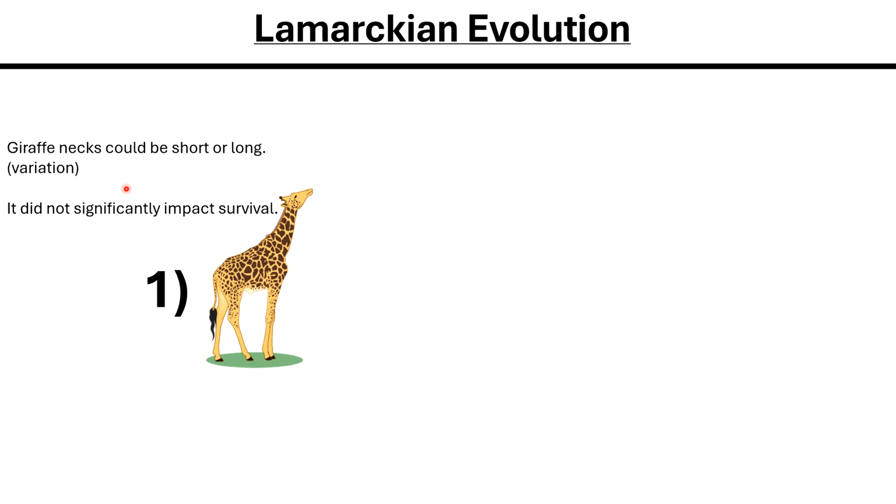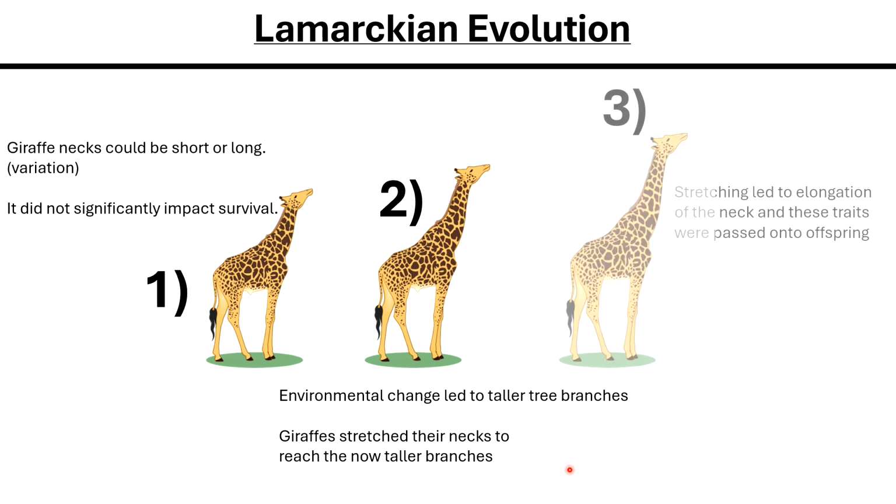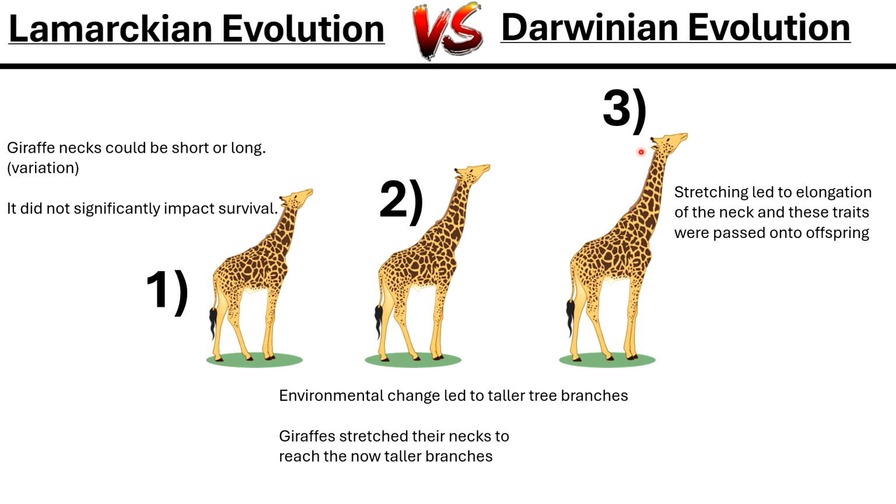an initial variation in neck length, which did not impact their survival, and the same environmental change of taller tree branches. This time it stated that because the giraffes stretched their necks to reach the taller tree branches, this led to the elongation of such, and this was passed on to offspring as a genetic trait. Now comparing Lamarckian and Darwinian evolution.